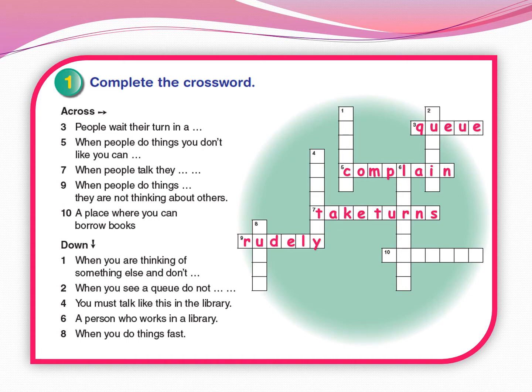When people do things rudely, they are not thinking about others. Rudely. Number 10. A place where you can borrow books. Easy. Library. Very good. Now let's move to the 5 sentences from up to down.